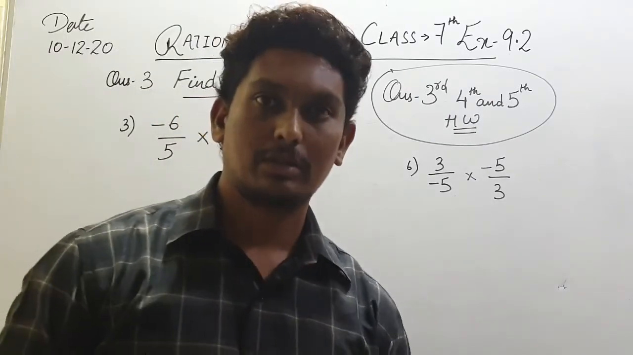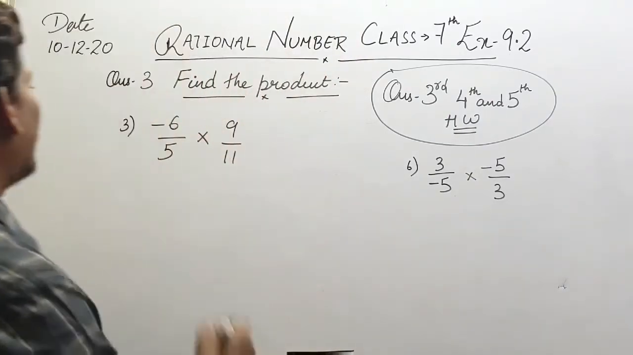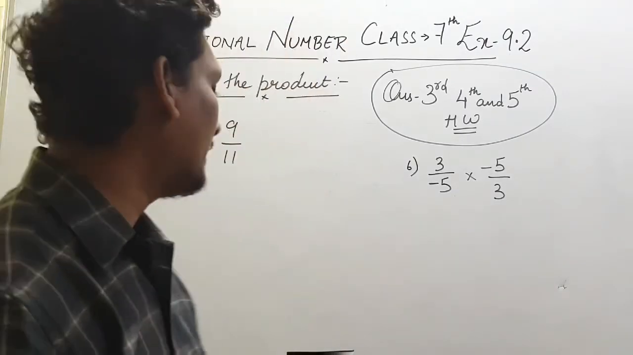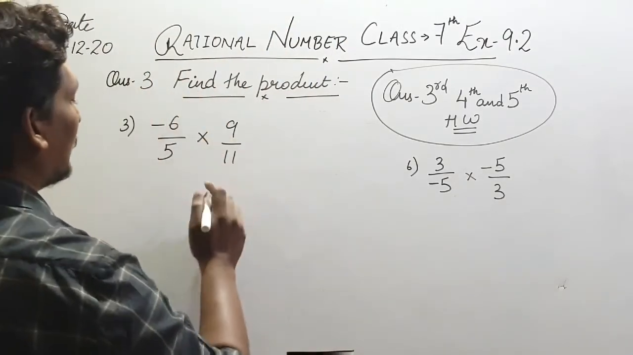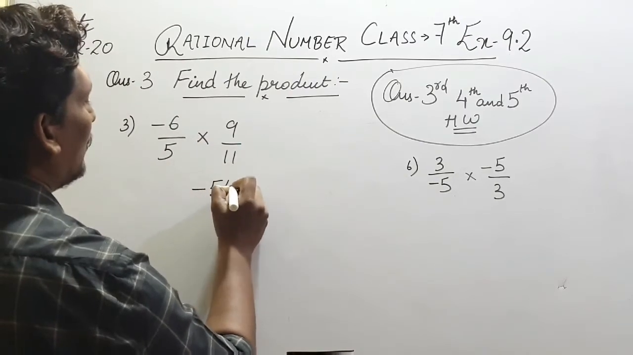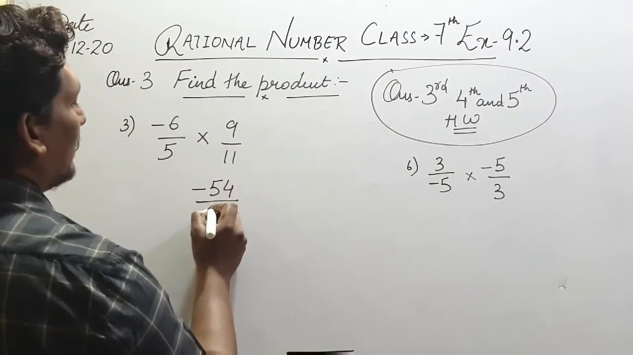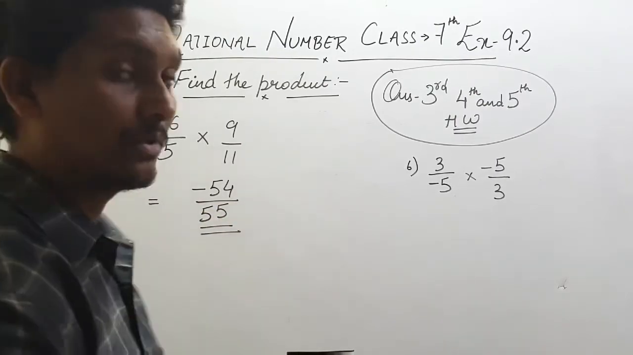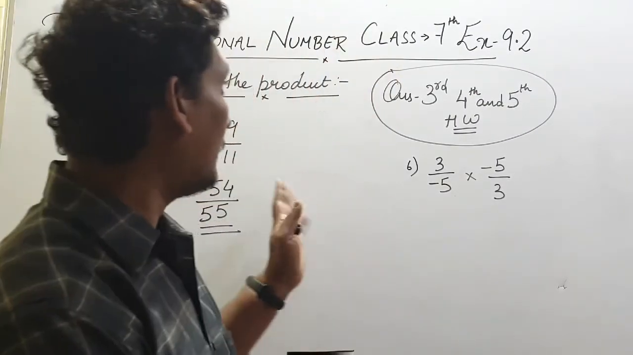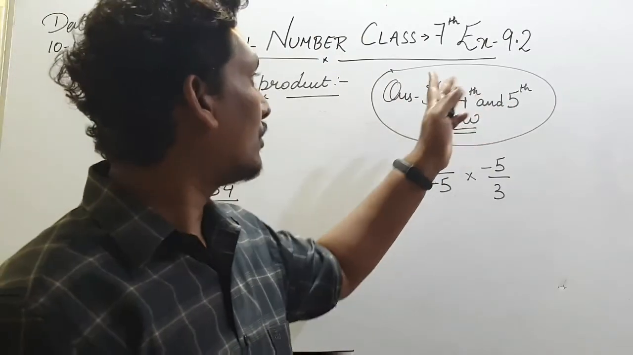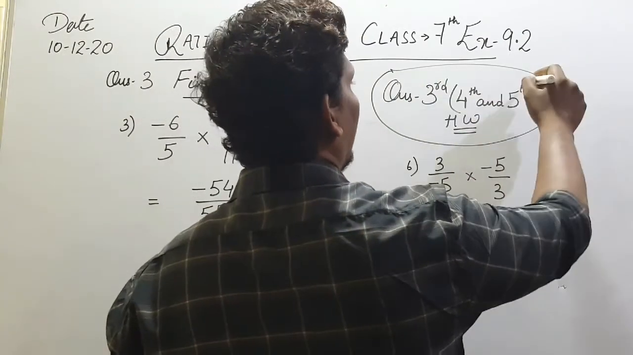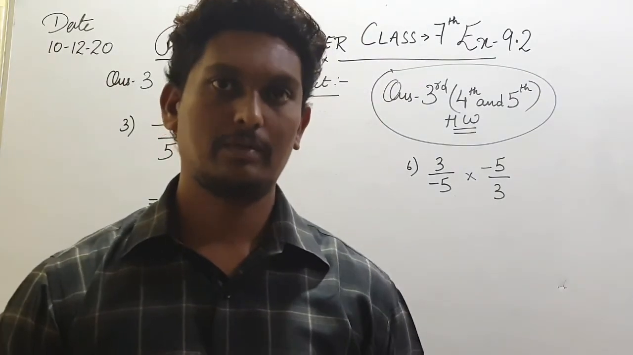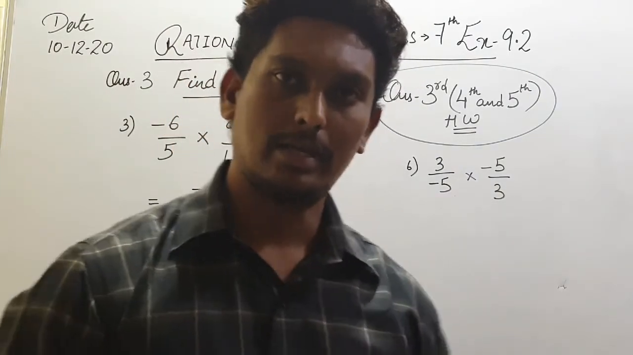Okay, now come to the 3rd question. So minus 6 by 5 into 9 by 11. Just multiply directly. 9 6s are 54, minus 54 upon 11 5s are 55. This is the final answer. Okay, same way the 4th and 5th questions are homework for you. Okay, for the 4th and 5th, just multiply directly and write the answer.